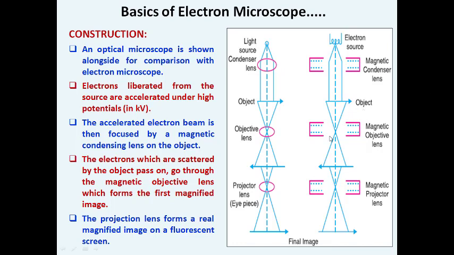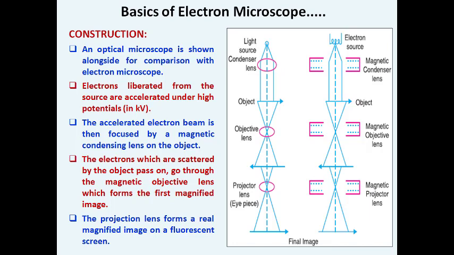Now the scattered electrons are again converged by a magnetic objective lens, and then the first magnified image of the object is received after the position of the magnetic objective lens. Then we have one more option, the projection lens, to further improve the magnification factor of the object.